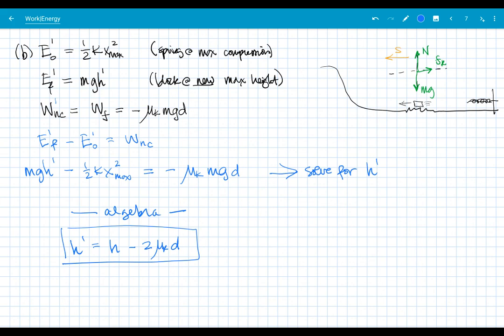Another thing you can ask yourself here is what the outcome would be where the block wouldn't even make it through the rough patch. Is there an outcome where it doesn't even make it through? Are there values that the user could put in, if you were coding this, where it stops and doesn't even make it up the hill at all? Kind of interesting.